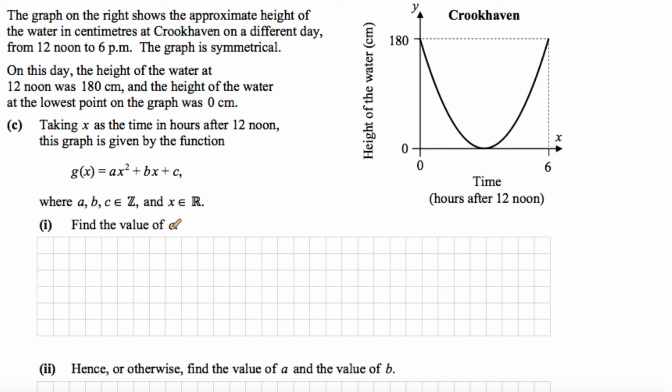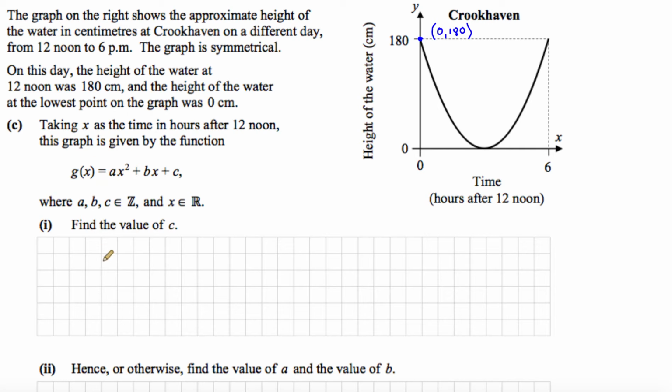So the first thing we're asked is to find the value of c. Well, the value of c would be the y-intercept. You can see immediately that's 180. Or what you can do is say, well, I know this point, the coordinates of this point are 0, 180. So when I plug 0 in for x, I should get out 180.